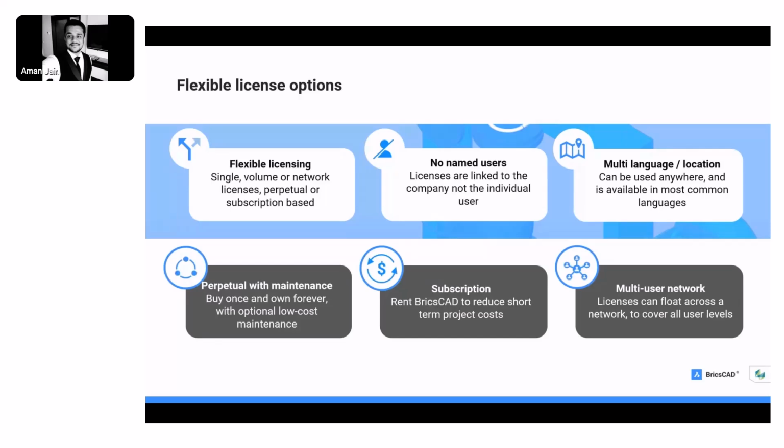So we have three types of licensing policies: single, volume, or network, depending upon your requirements. Again, these licenses are all perpetual in nature with maintenance associated to it, so that you can get the support from the OEM, and also the latest updates and upgrades that we have in place when you're under maintenance. We do not have any named users as such because the licenses are linked to the company and not the user. We have software in multiple languages and used anywhere across the globe.